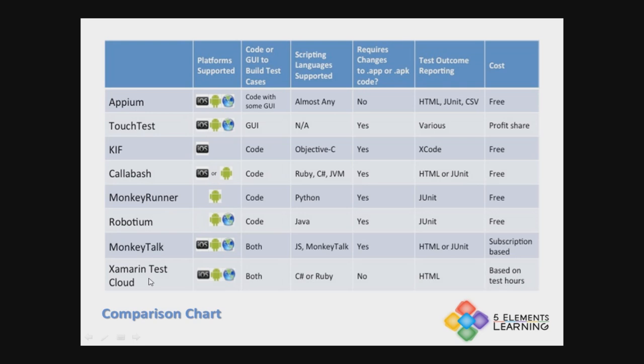Monkey Talk and Xamarin Test Cloud are effectively subscription based or test hour based tools. So these are again tools which are available but they are commercial in nature.